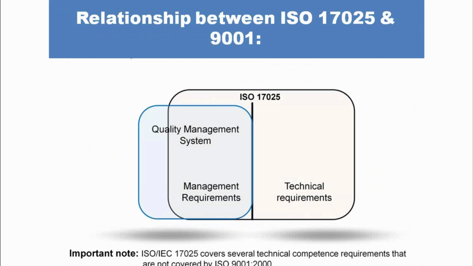Okay, the relationship between ISO 17025 and 9001. You can see that the quality management system, the QMS, basically ISO 9001, is the management requirements. And then the other part of 17025 is technical requirements. So ISO 17025 covers technical competence requirements that are not covered in ISO 9001. That's the basic difference between both of them.